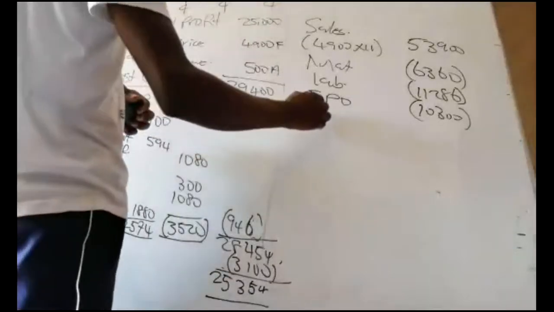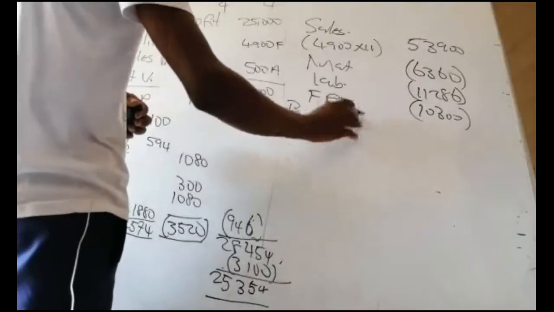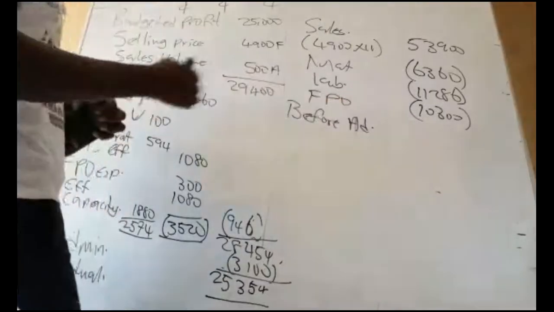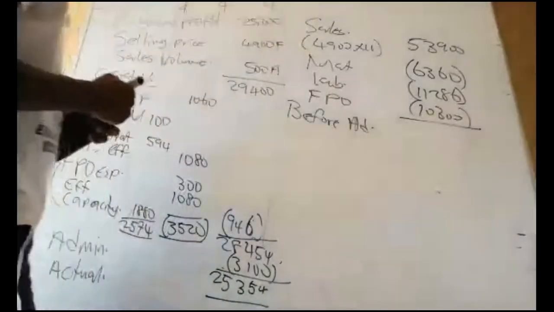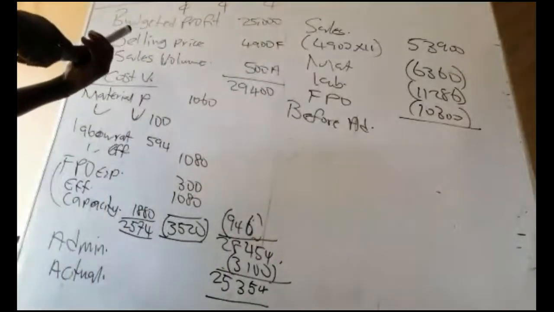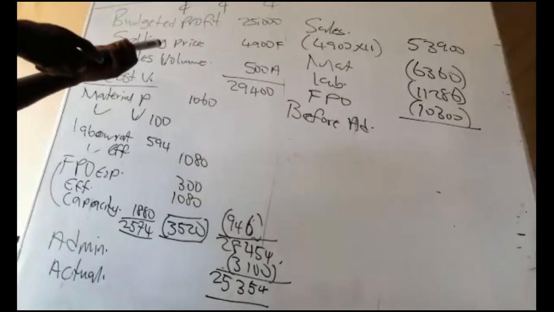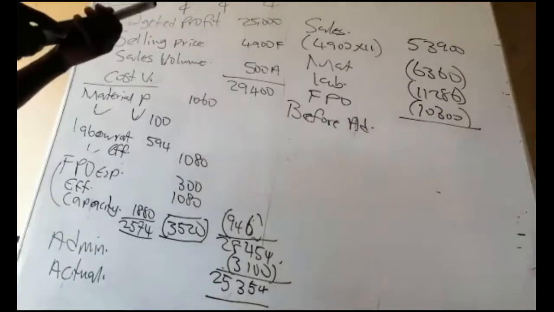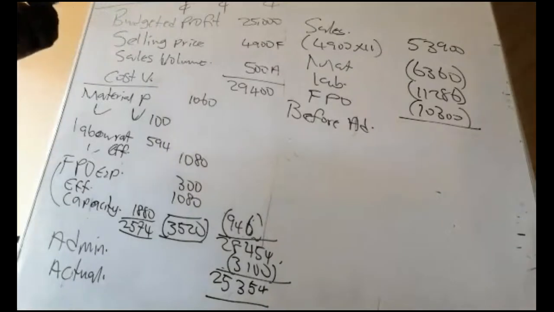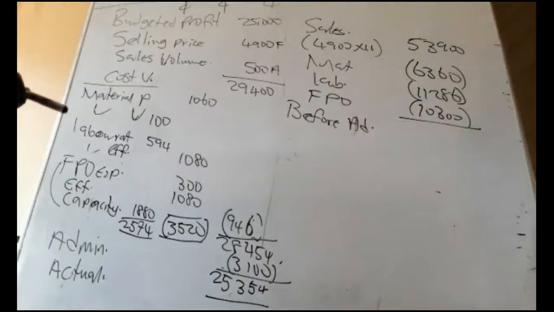Selling and distribution. So profit before selling. Now admin. This question is admin. So if I should do this, that's answer 53,900 less 6,360 less 11,280 less 10,300. That'll give us 25,960. 25,960. Good.